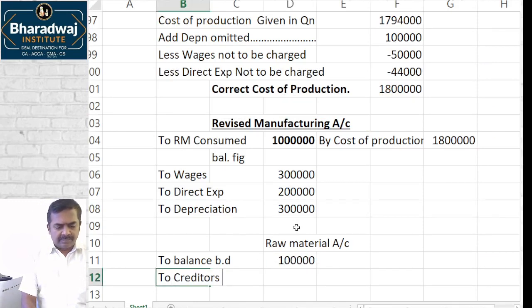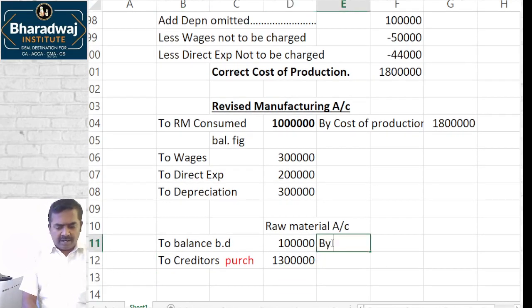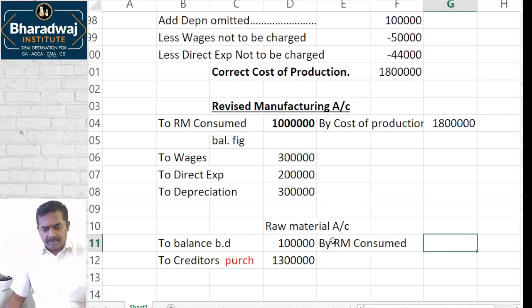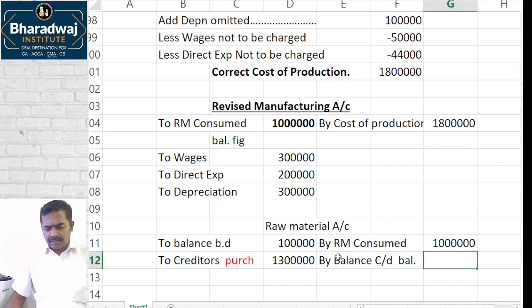To creditors. First ledger account, the purchases. Total purchases, creditors account. How much? 13 lakhs. By raw material consumed, total raw material consumed, 10 lakhs. By balance carried down, balancing figure, like closing stock, 4 lakhs.